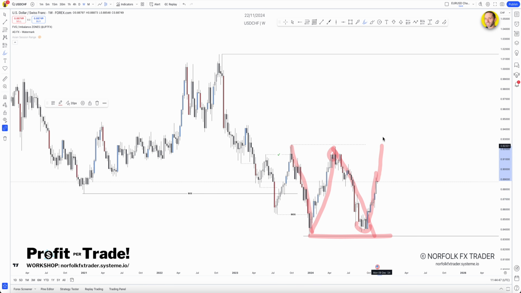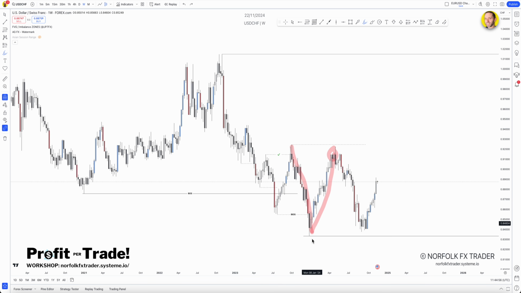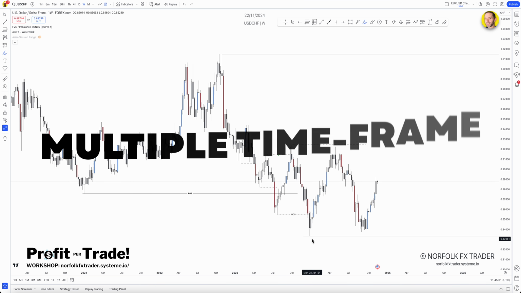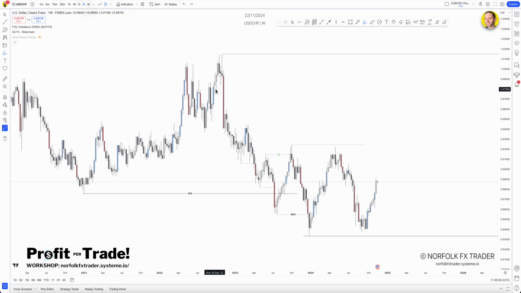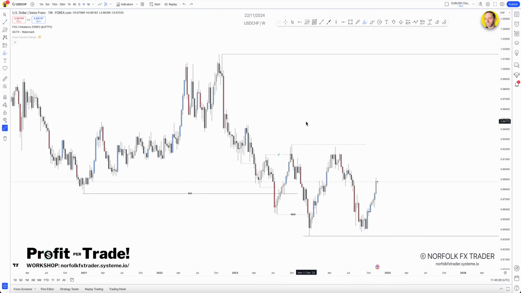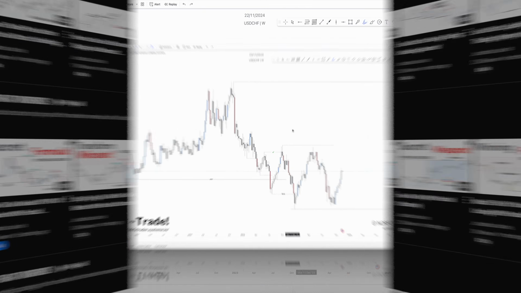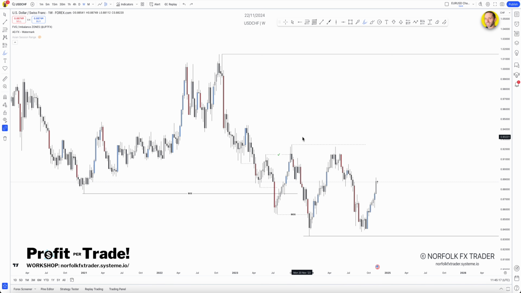Now this could continue higher to run through this structure to start the new pullback phase against this larger trading range. That's why it's important for you to understand not just the current time frame you're on, but the multiple time frames of your trading ranges, the swing and internal structures, and there's also one extra structure which we class as a fractal structure. Now there is a playlist on this channel which goes through the fractal structure on its own, but keep watching through this video and I'll demonstrate how we apply the fractal structure as well.